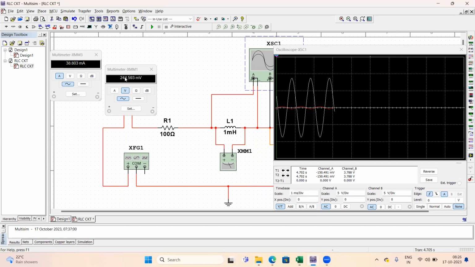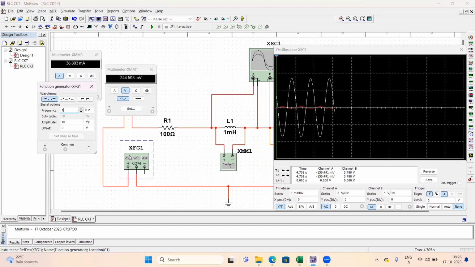What will be the change in the waveform that we have to observe? Let us say it is 5025, or 5020 hertz. Sorry, kilohertz is already selected. So let me make it 5.02. Now it is 5.02 kilohertz.